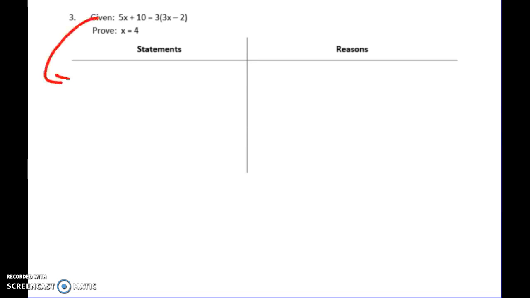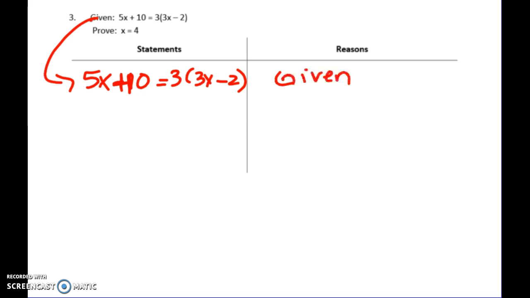Okay, we always write the given first. So everyone's writing 5x plus 10. Everyone's writing on number 3, 5x plus 10 equals 3 parentheses 3x minus 2, right? Everyone's on number 3 at the bottom of the second page. Now, what's my reason? Given. You're just rewriting this right here.